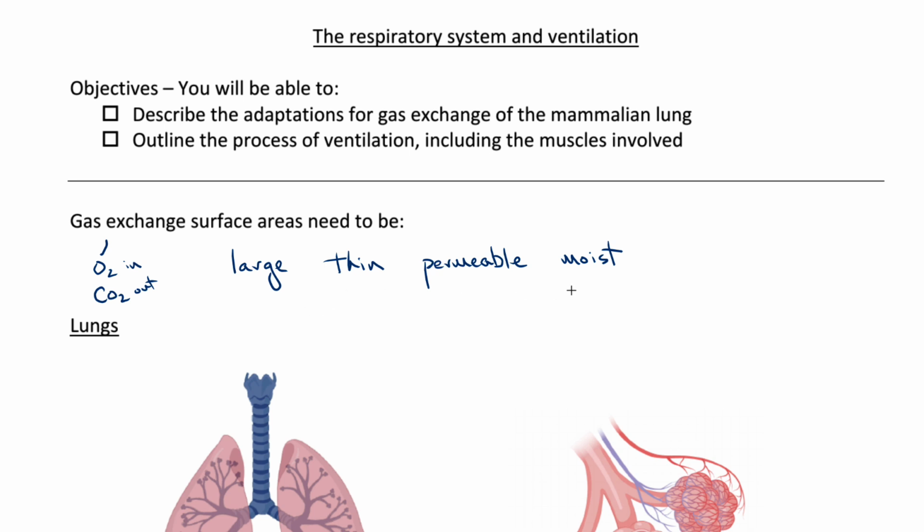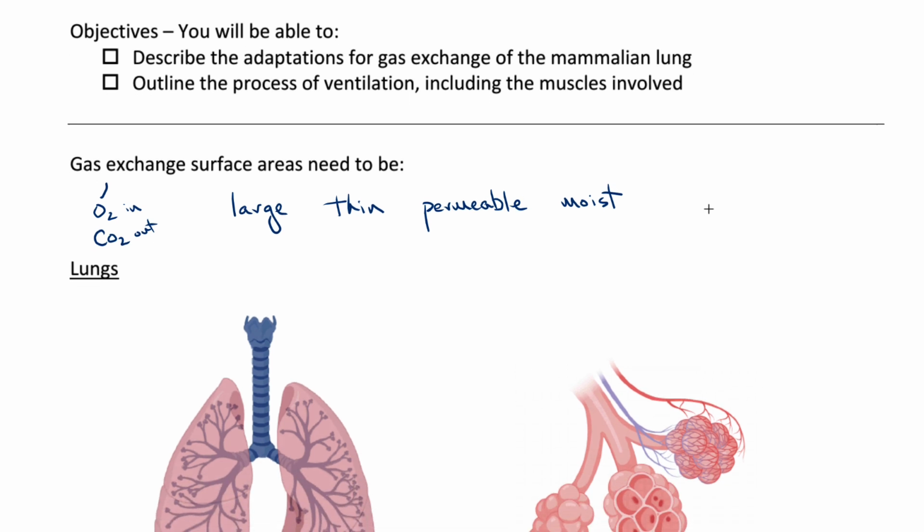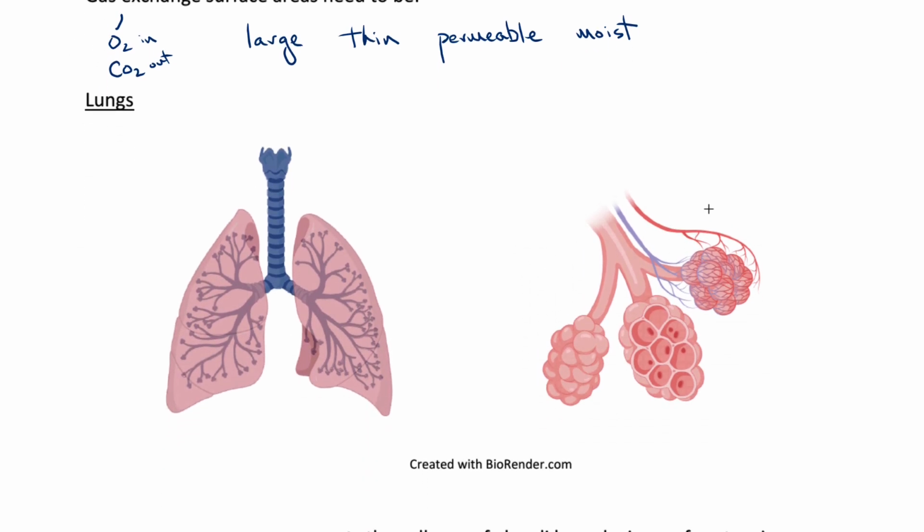Now, in the case of smaller, perhaps flat organisms like a flatworm, it may not be the case that the animal needs a specialized gas exchange surface area. If every cell in the body is in close contact with the environment, then gases can just go in and out through the skin, and a specialized gas exchange surface area may not be necessary, but that's not the case in mammals like humans. So mammals have lungs.